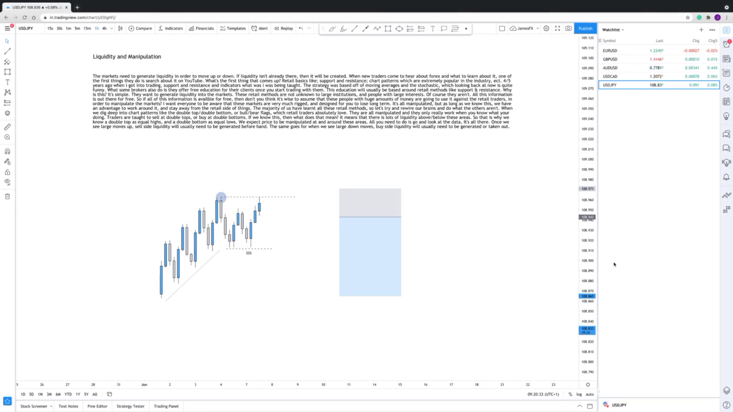So if we get into it, the markets need to generate liquidity in order to move. So if liquidity isn't already there, it will be created. So when new traders come in to Forex and learn about it for the first time, what they usually do, and what I did, was search on YouTube, and what's the first thing that usually comes up? Well, it's going to be retail based trading, so support and resistance, chart patterns which are extremely popular in the industry, and things of that nature.